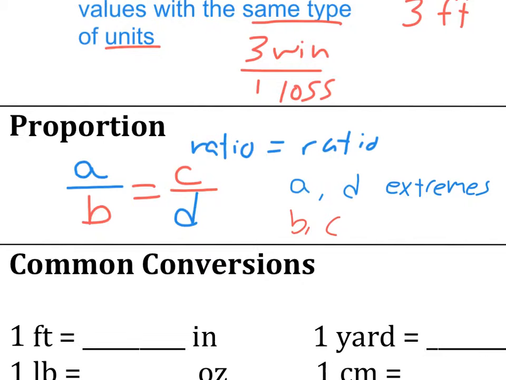Those are called means. In other words, A and D are the farthest out you are from the fraction. You start here and you end here when you read the fraction: A over B equals C over D. And the means are the way to get there, if you think of it like that. The only way to get to D is if I go through B and C by reading it. So those are called the extremes and means.